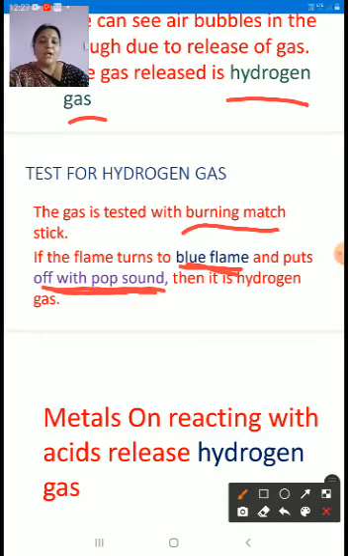So what can we conclude? Metals on reacting with acids release hydrogen gas. So this is one of the properties of acids, that metals, when they react with acids, release hydrogen gas.